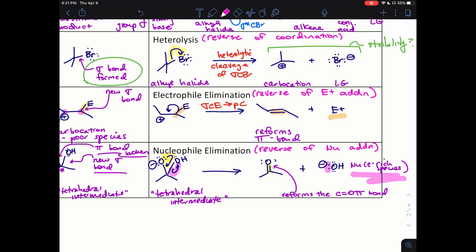Now, why do you think this happens? Well, pi CO is a strong bond, and so that's the driving force for this reaction. There's also an entropic driving force for this step. Certainly, delta S is positive because you've gone from one thing to two things.